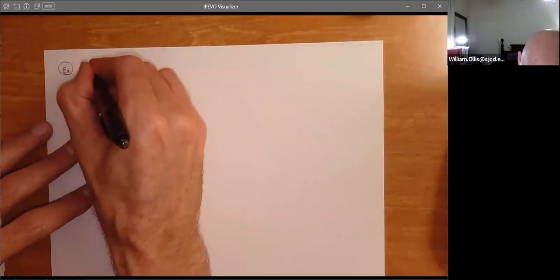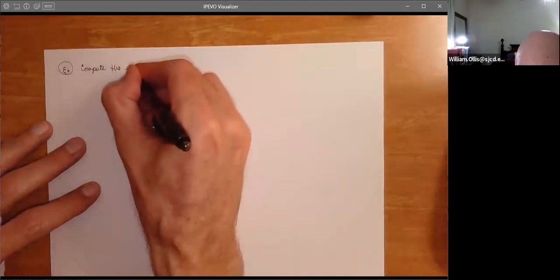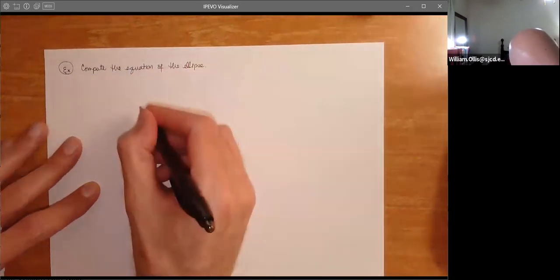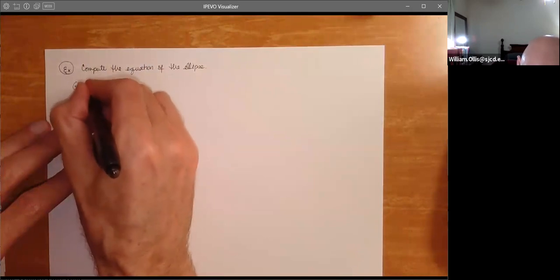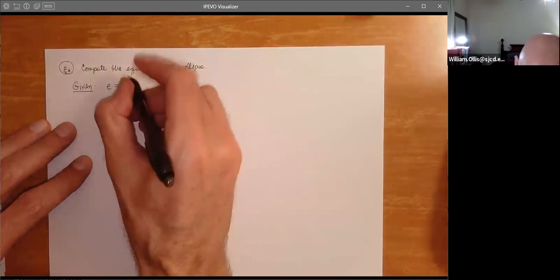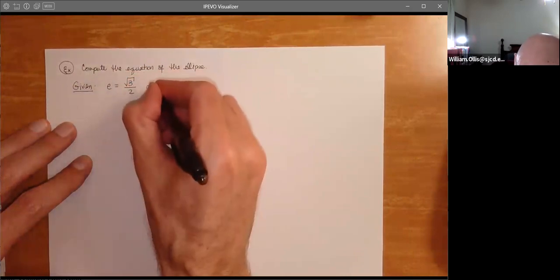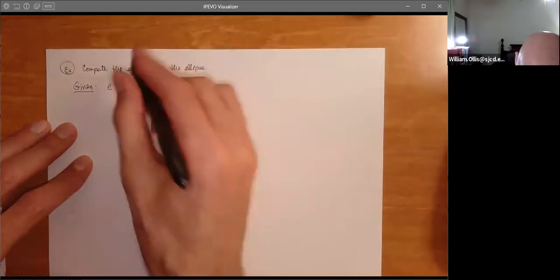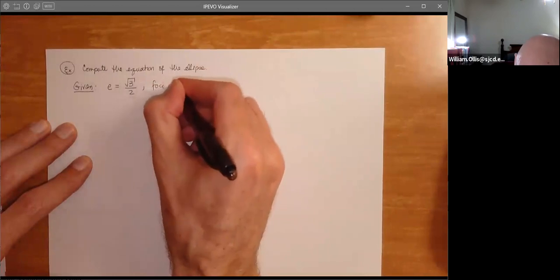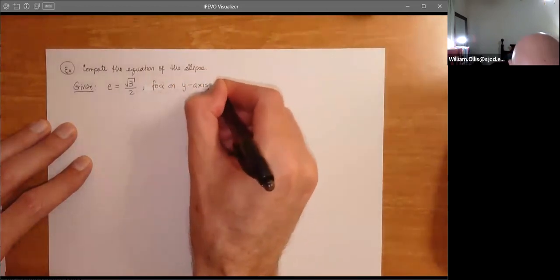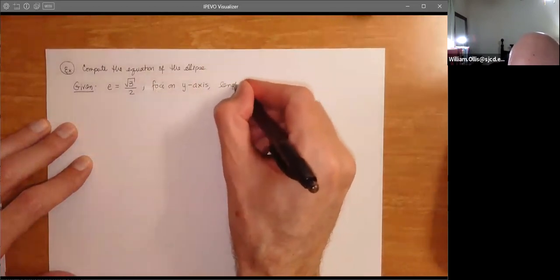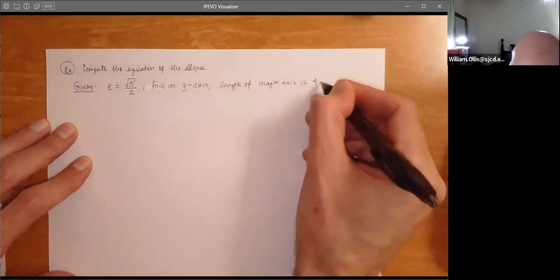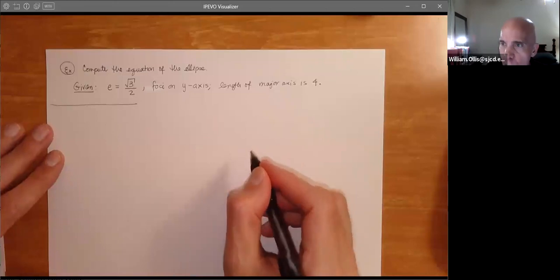So in this example, what we want to do is compute the equation of the ellipse. And in this case, here's the given: eccentricity equals the square root of 3/2. Actually, we've got more than this, and it's important. We have foci on the y-axis, and then the length of the major axis is 4.